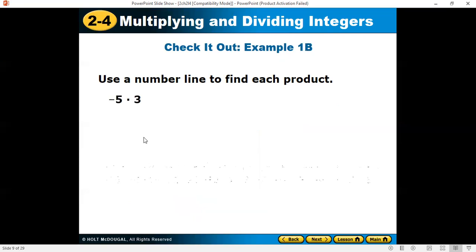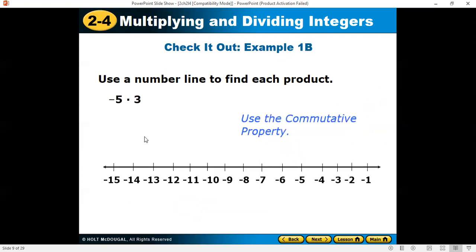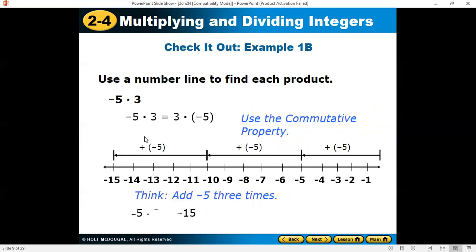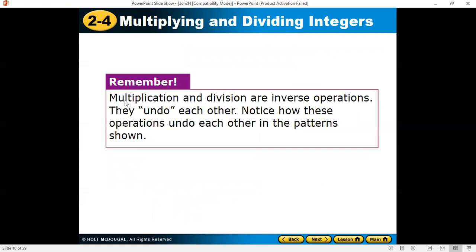One more question, and it has the same idea, to check your information. Let's remember together that multiplication and division are inverse operations. They undo each other. Note how these operations undo each other in the pattern shown.